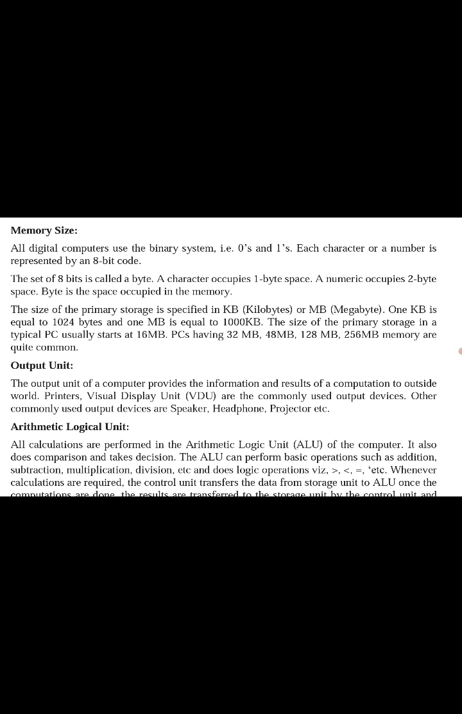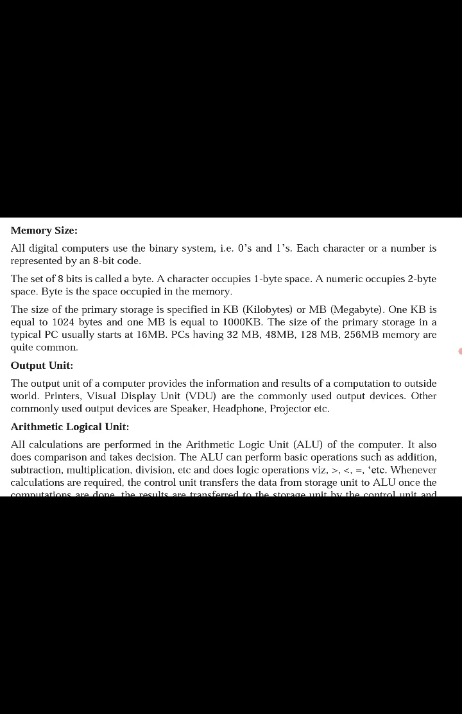The size of the primary memory is specified in KB, kilobytes, or MB, megabytes. 1 KB is equal to 1024 bytes, and 1 MB is equal to 1000 KB. The size of primary storage in a typical PC usually starts with 16 MB, with PCs having 32, 40, like that. So how do we measure computer memories?